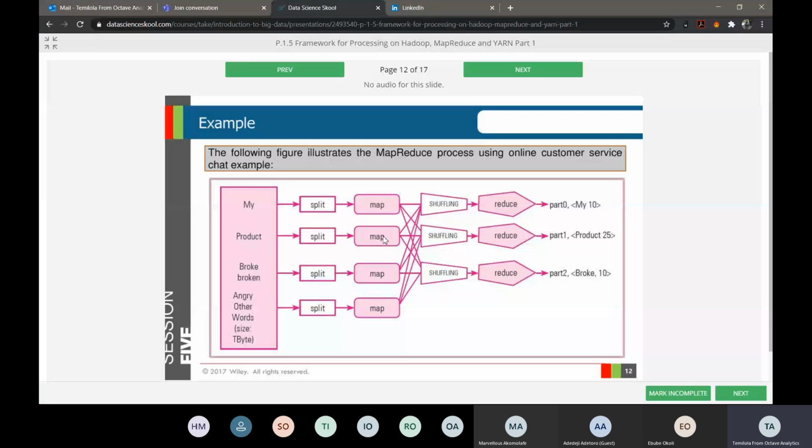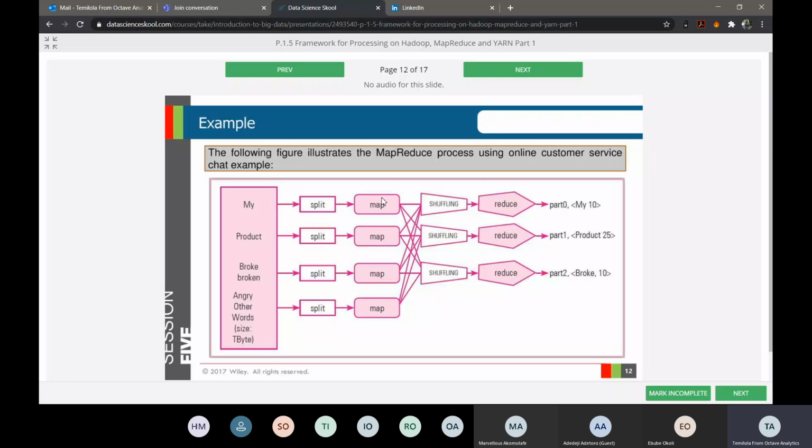This is the chunk of words that they are looking for specifically. They are looking for my, product, broken, broke, angry, and other words like that. So these are the words that they are looking for. For the data available in this node, they will check for all these words. For the data available here, they will check for all these words, and likewise for the next node.